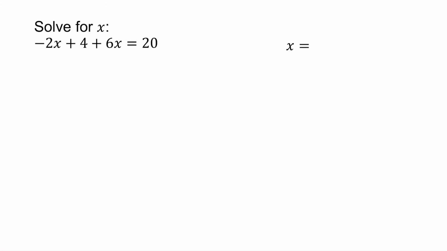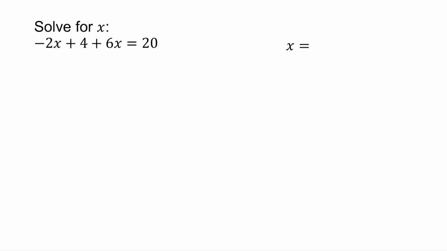So remember, when we're solving equations, we're going to start off by using the distributive property. Then we're going to work on combining like terms. We're going to move all the variables to one side of the equation. And then we're going to add and subtract to isolate the variable, and then multiply and divide.